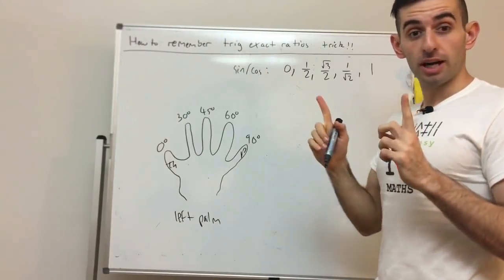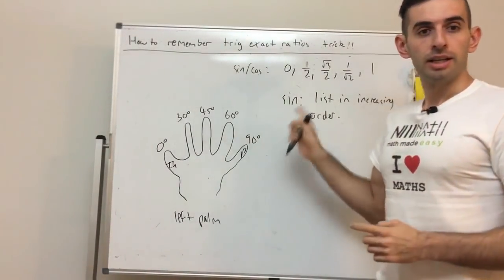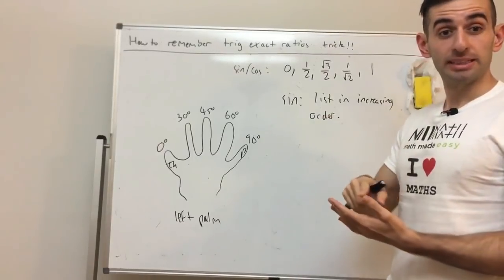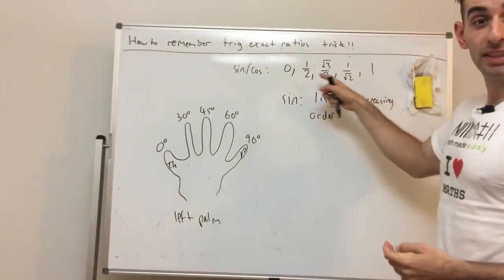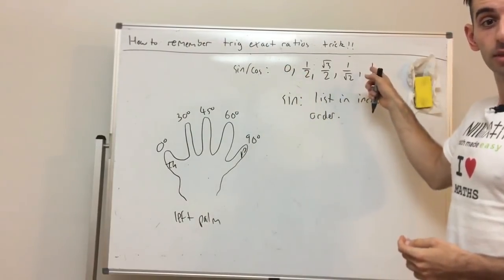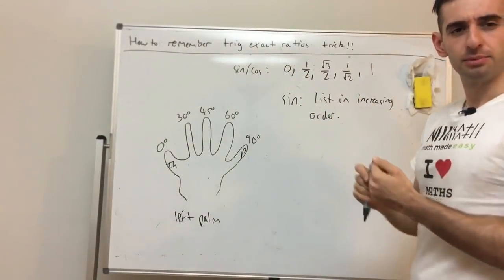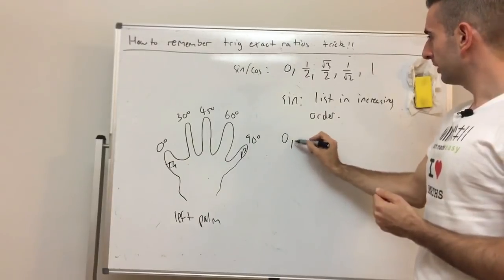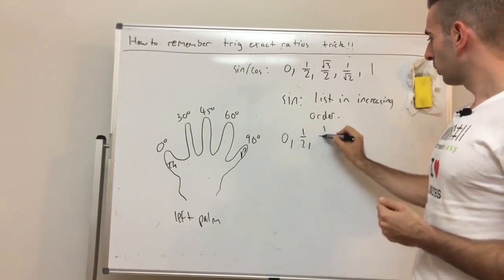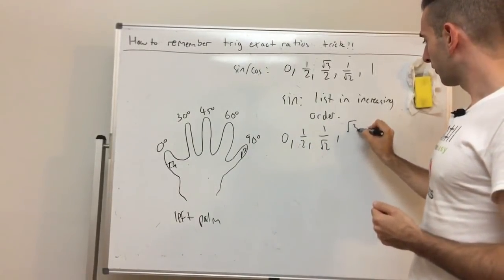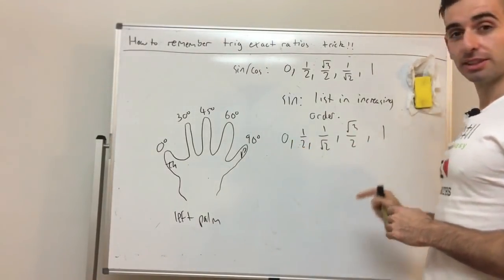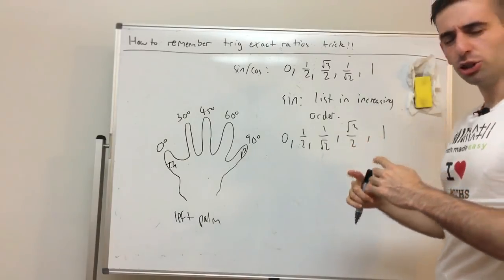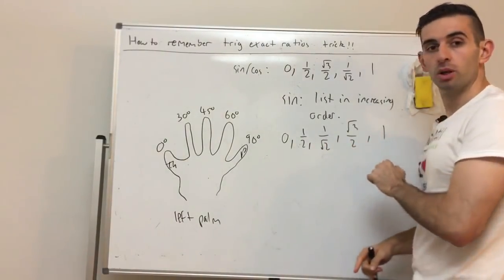So how are we going to remember those just using our hand? Well, the trick for sine is we're going to list them in increasing order. What is the order from lowest to highest, and how would you work it out? Well, here's the order: 0, then a half, 1 on root 2, root 3 on 2, and 1. That's in order from smallest to largest. But how would you remember which goes where?